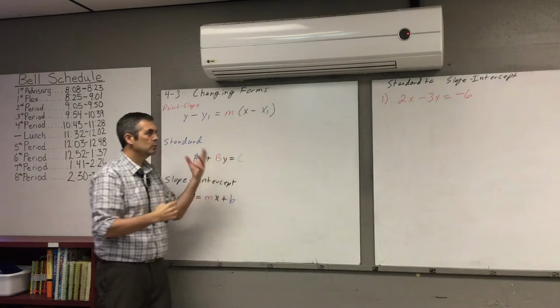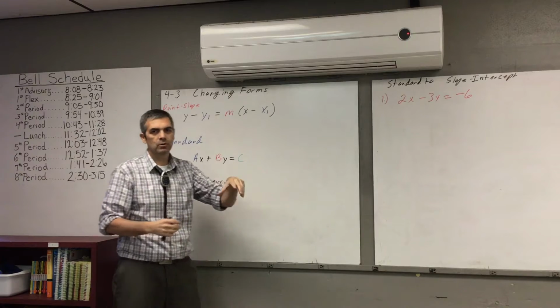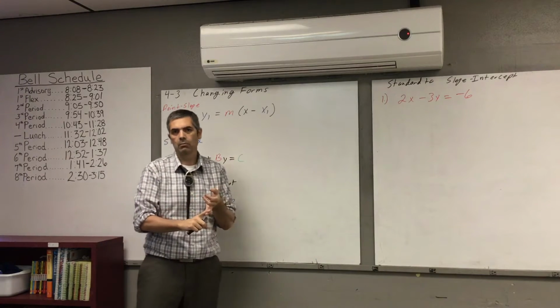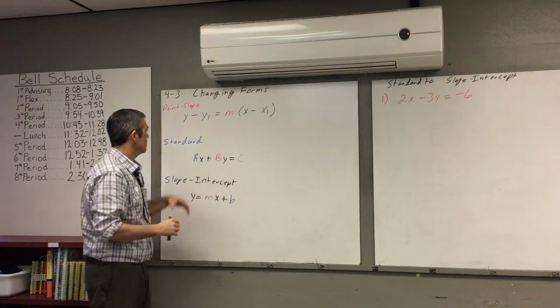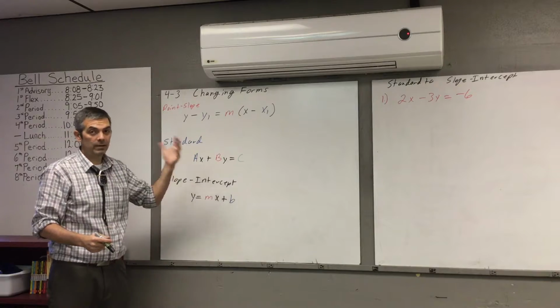So we don't really get into point slope form unless we're trying to switch back and forth between the others, or we're just given a point and a slope. So this is kind of what it is. You've got to know what they look like in order to know how to convert into them.